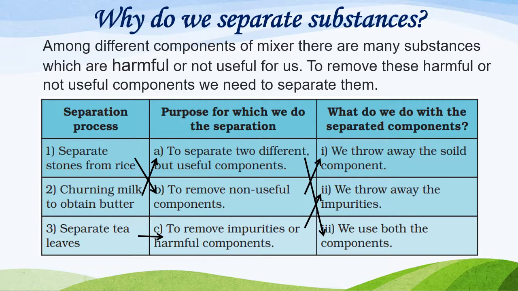We throw away the solid components because stone is solid and stone is a harmful component, so we remove it and throw it. We throw away the impurities. Yes, we will throw away the impurities when we separate tea leaves. And third is we use both the components. Yes, we can use both from churning milk because milk is a useful component, and butter is also a useful component. So for the second, third is correct.